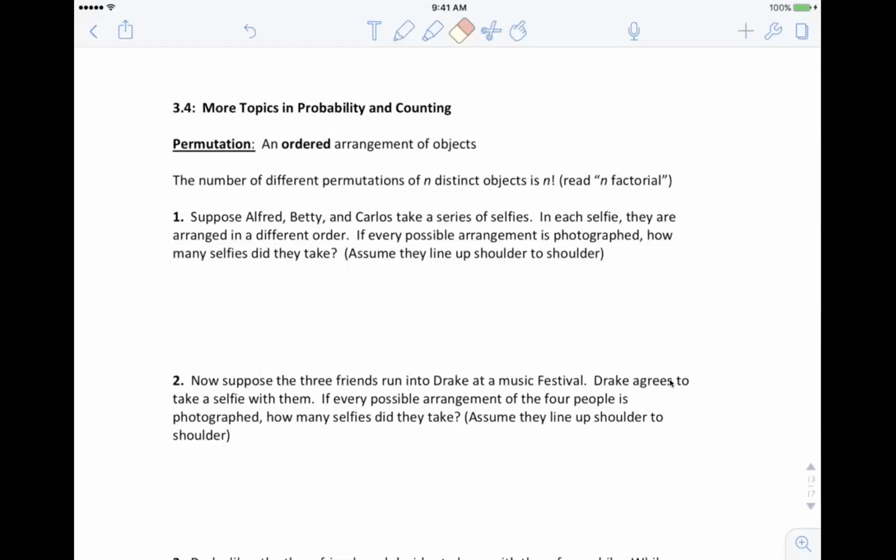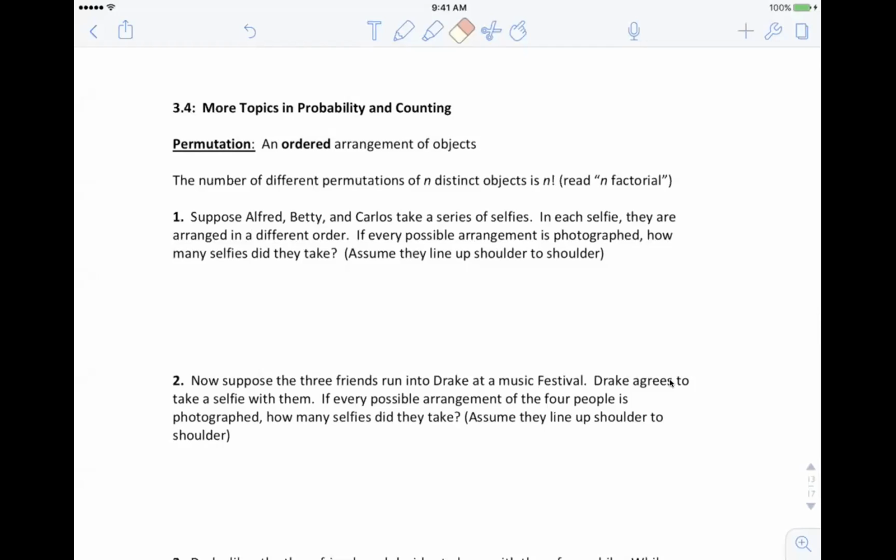Hey everyone, Mr. H here, going to do some 3.4, last section in chapter 3. It's on counting techniques, namely permutations and combinations. So we've seen in probability that counting up the total number of outcomes is rather important. And when problems get more complicated, these two techniques come into play. So let's look at permutations.